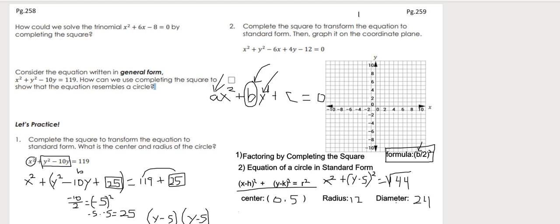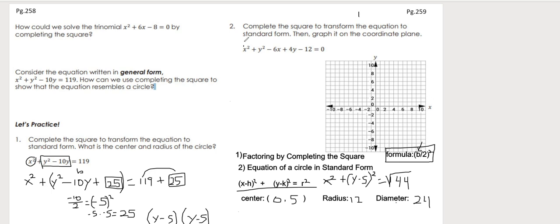This is how you do writing an equation of a circle from general form to standard form by completing the square. Okay, so I'm going to do one more, and hopefully this will really help you. This is not an easy topic, especially if you don't remember this from Algebra 1. I'm going to try to do this a little quicker.